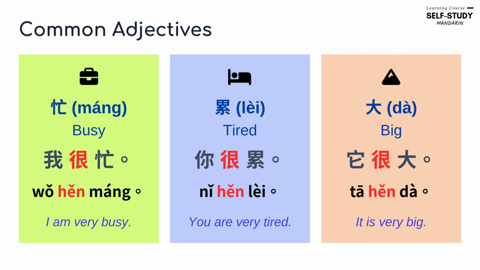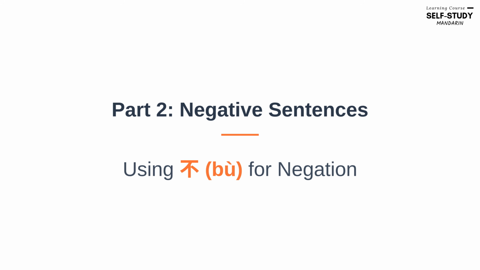Next is the word for tired, 累. If you want to tell someone you are very tired, you would say 你很累. Finally, let's look at the word for big, 大. To say it is very big, we say 它很大. Great job! Remember, subject plus 很 plus adjective. Now, what if we want to say the opposite? Let's move on to part 2, negative sentences, using 不.